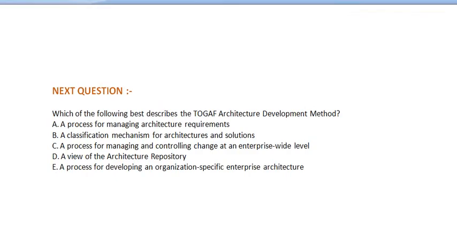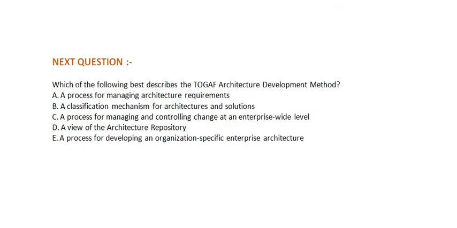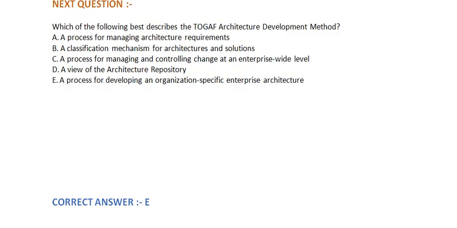Now moving to next question. Which of the following best describes the TOGAF architecture development method? Option A, a process for managing architecture requirements. Option B, a classification mechanism for architectures and solutions. Option C, a process for managing and controlling change at an enterprise-wide level. Option D, a view of the architecture repository. And option E, a process for developing an organization-specific enterprise architecture. The correct answer is option E.